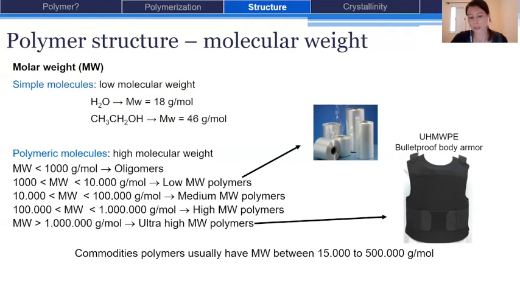So the commodity polymers that are used in many functional applications have a molecular weight between 15,000 to 500,000 gram per mole.